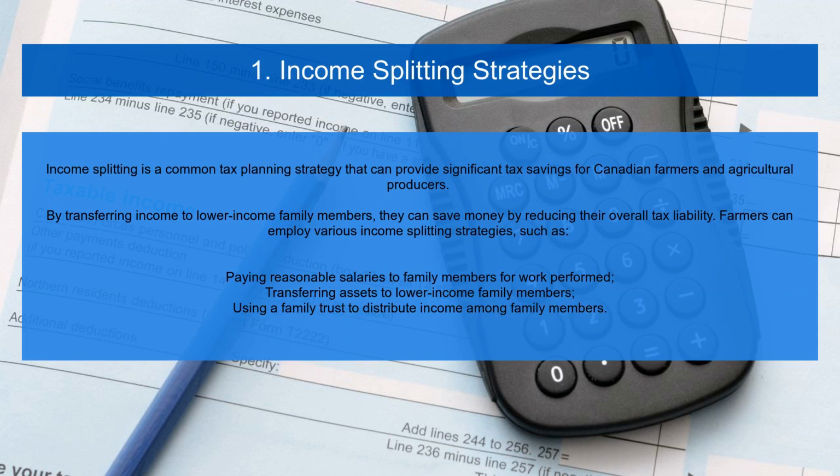Income splitting is a common tax planning strategy that can provide significant tax savings for Canadian farmers and agricultural producers. By transferring income to lower-income family members, they can save money by reducing their overall tax liability. Farmers can employ various income splitting strategies, such as paying reasonable salaries to family members for work performed, transferring assets to lower-income family members, and using a family trust to distribute income among family members.